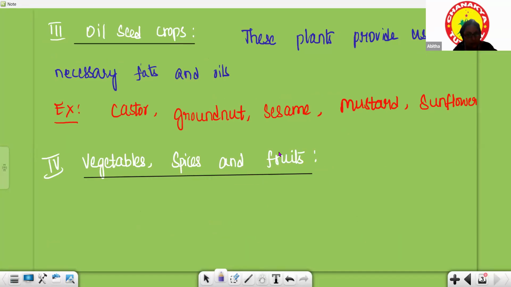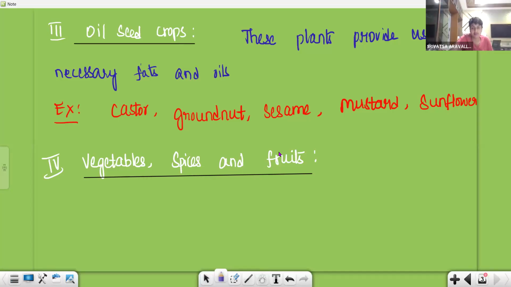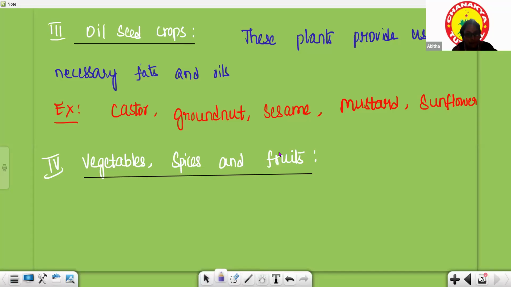From vegetables and fruits, what do you get? What are the useful things you get? Why do we eat vegetables and fruits? To remain healthy. So we generally get vitamins and minerals, and even small quantities of proteins, from vegetables and fruits.